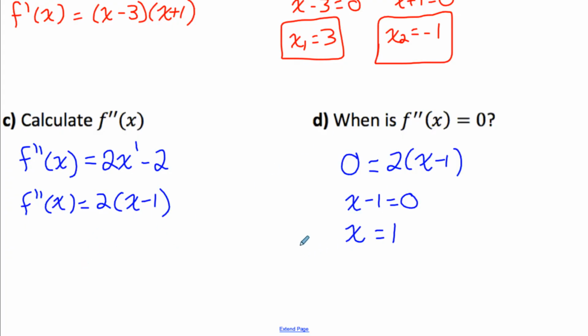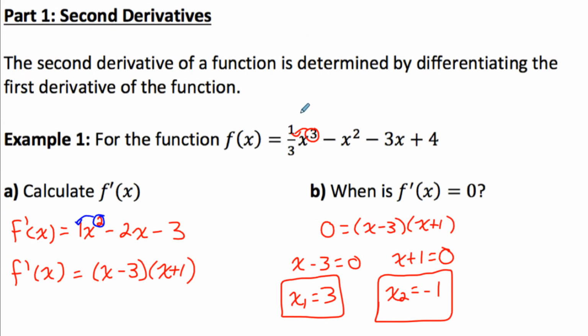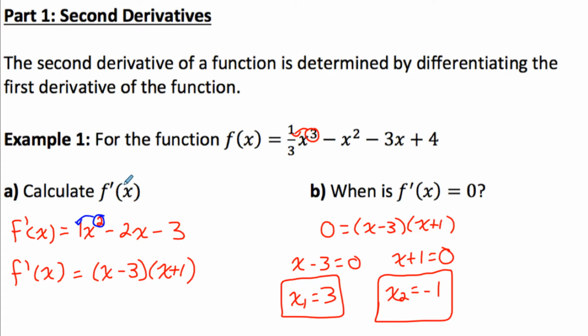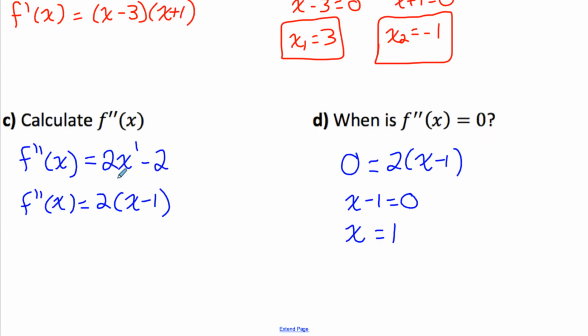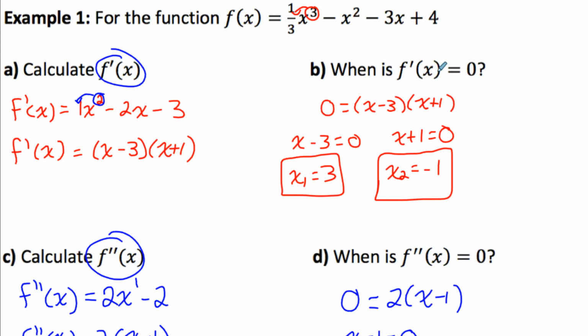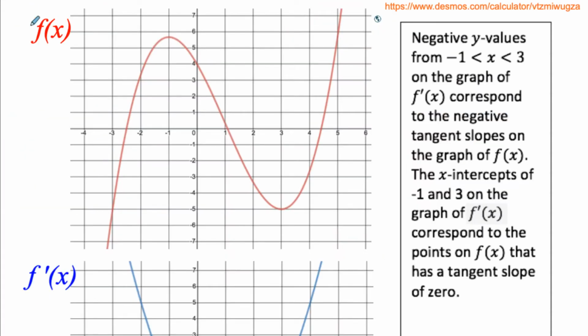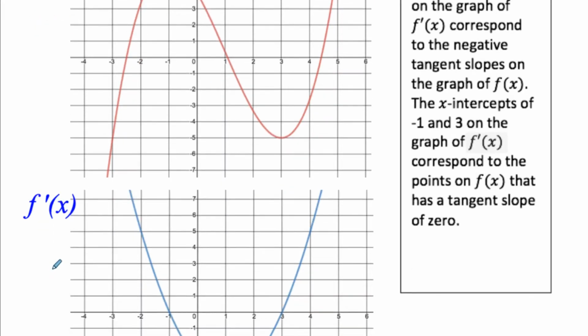We're going to look at the graph of the original function and make a connection between the graph of that original function and the graph of its first derivative and the graph of its second derivative. And you're going to find out that these x values we solved for, 3, -1, and 1, where the first derivative is 0 and where the second derivative is 0, actually are very key points on the graph of the original function.